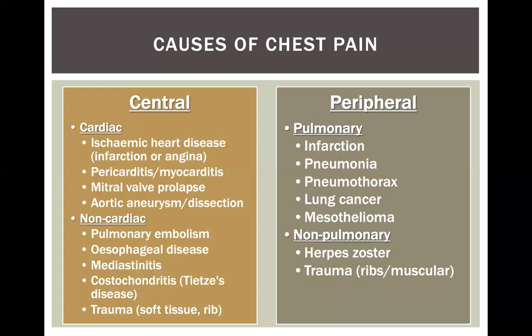Peripheral chest pain, as we told you, is either pulmonary or non-pulmonary. Pulmonary causes might be pulmonary infarction, pneumonia, pneumothorax, lung cancer, and mesothelioma. Non-pulmonary causes include herpes zoster and trauma, whether to the ribs or to the muscles.